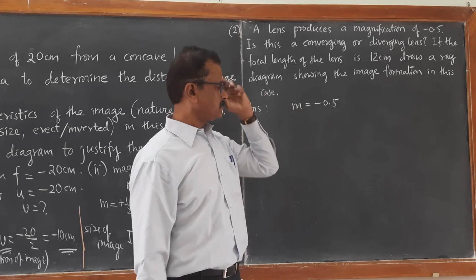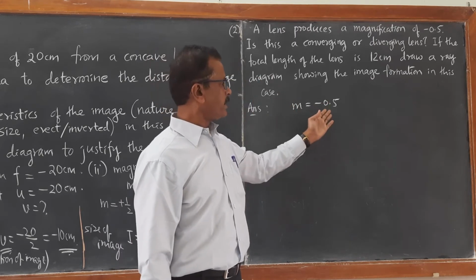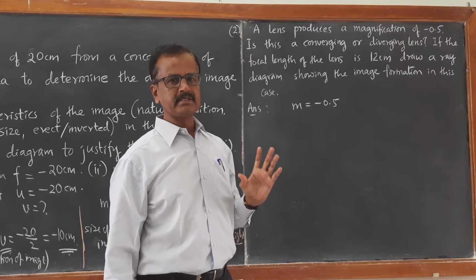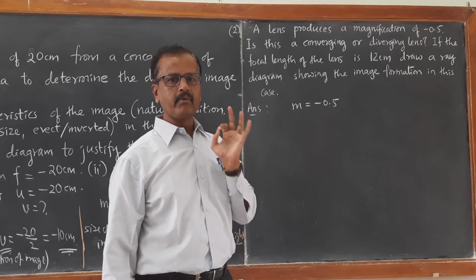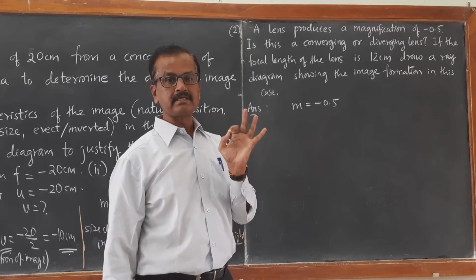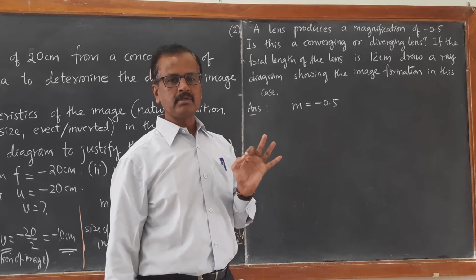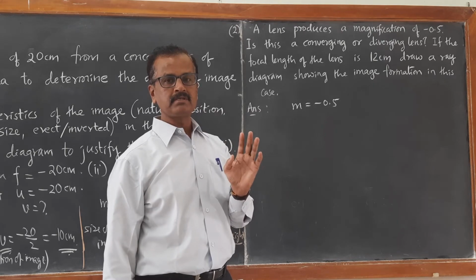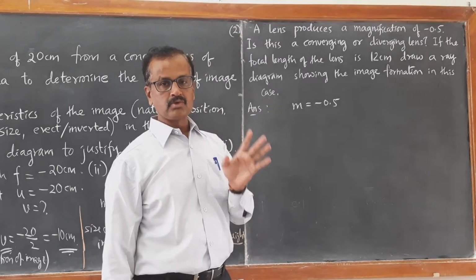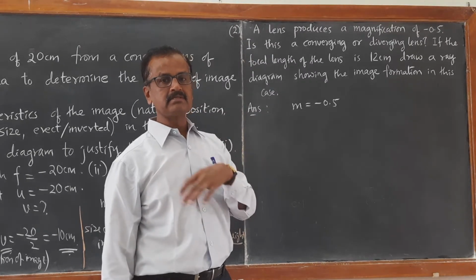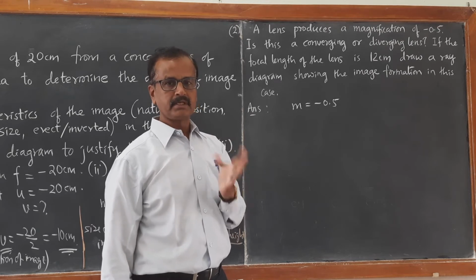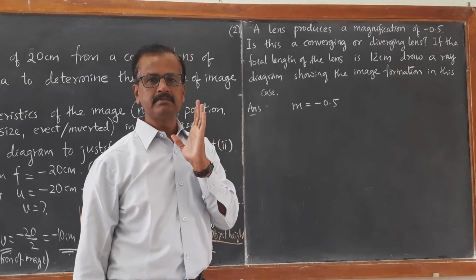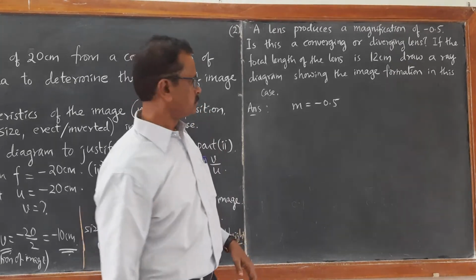Look at this. It's producing negative magnification. Negative magnification is produced by only one lens, that is convex lens alone, because concave lens always forms virtual, erect image. So concave lens magnification is always positive. Remember, magnification of concave lens is always positive.